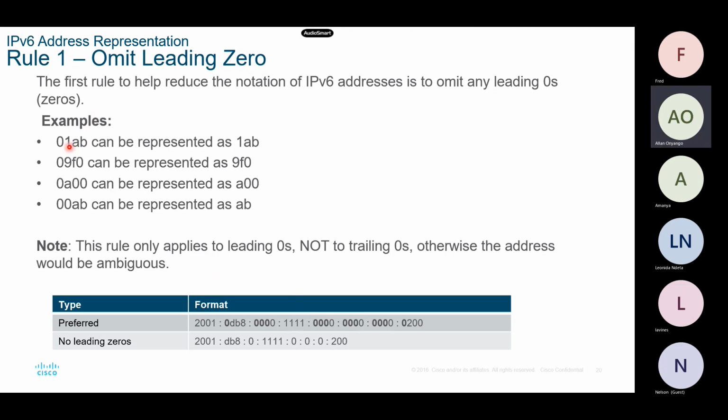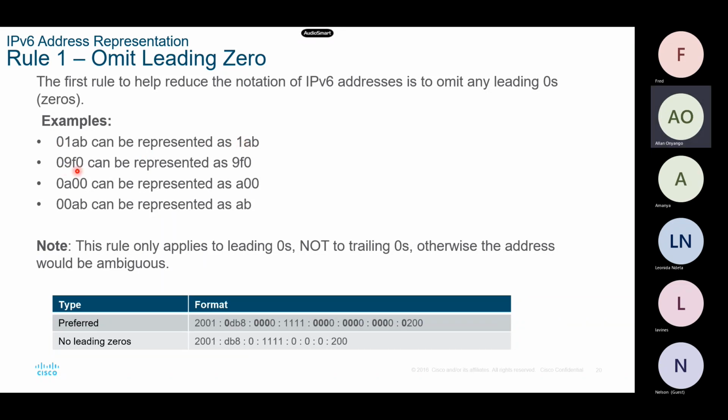Let's say a number has 01AB. The first rule is to omit the leading zeros. Leading zero means the zeros that come at the beginning of each hexadecimal; you can omit them. So a good example, if you have 01AB, you omit the first zero and it becomes 1AB.